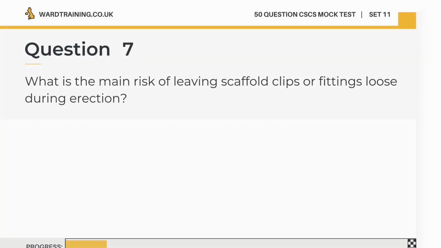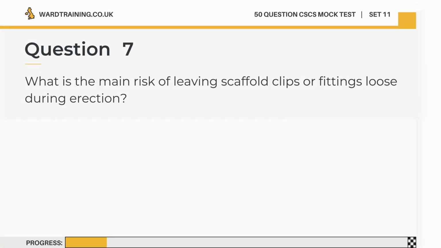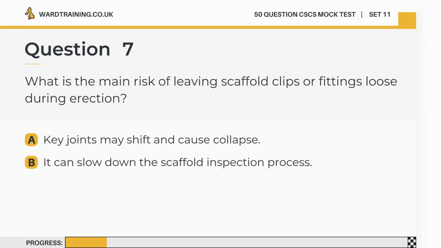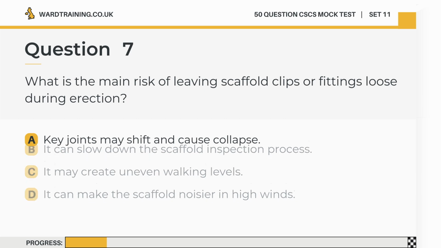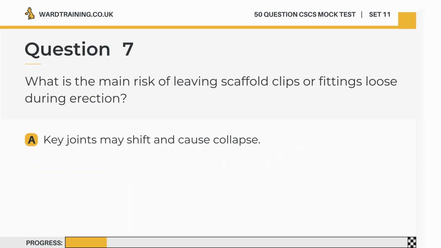Question 7. What is the main risk of leaving scaffold clips or fittings loose during erection? A. Key joints may shift and cause collapse. B. It can slow down the scaffold inspection process. C. It may create uneven walking levels. D. It can make the scaffold noisier in high winds. The correct answer is A. Key joints may shift and cause collapse.